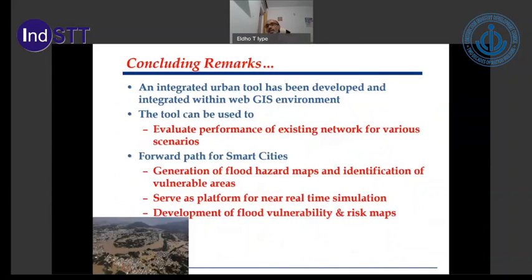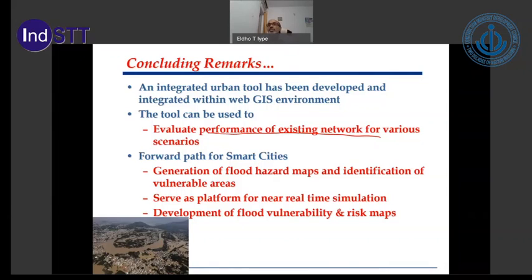So what I was talking about, especially the India flood model which we developed at IIT Bombay, was developed on a geographic information system platform, and the tool can be used to evaluate the performance of existing network for various scenarios. So we can, as I mentioned, 100-year return period, 50-year return period, like that. Whenever we are going to develop an airport or any kind of system, there we can have this kind of flood hazard maps, flood vulnerability maps, and then flood risk map.